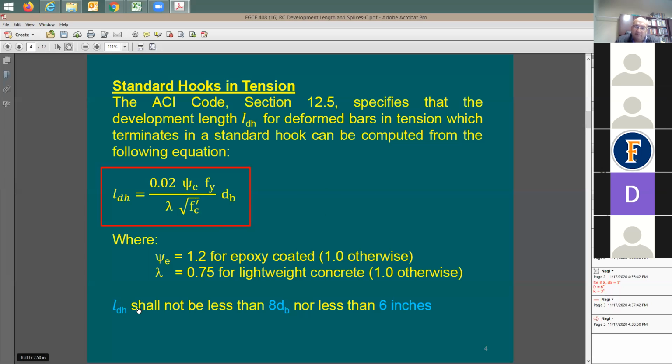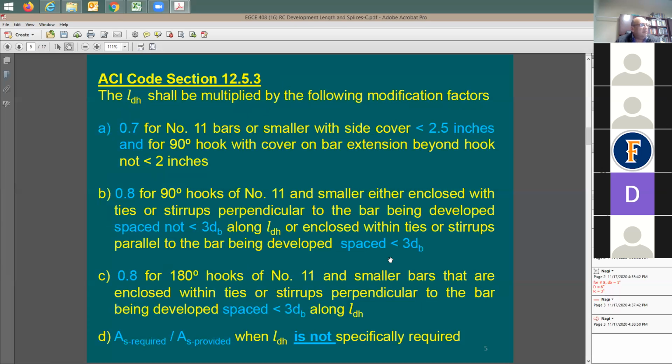Now the minimum LDH, for the straight development we have a minimum of 12 inches. For the hook, the minimum LDH is going to be 8 dB or 6 inches. So let me try here one example.